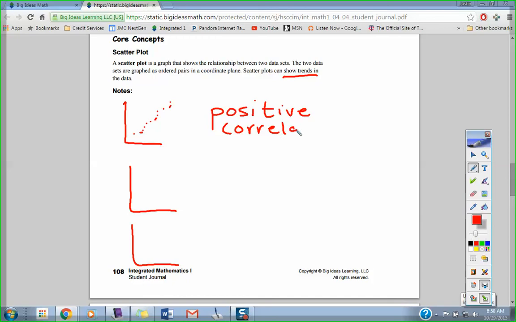Here's an example. As a kid growing up, the older I got, what happened to my height? I got taller and taller. Okay? Now, right now, am I getting any taller? At some point, I'm going to start shrinking. Okay? Well, if this is a positive correlation, what do you expect to be here? What kind of correlation is that with all those dots? This would be negative.